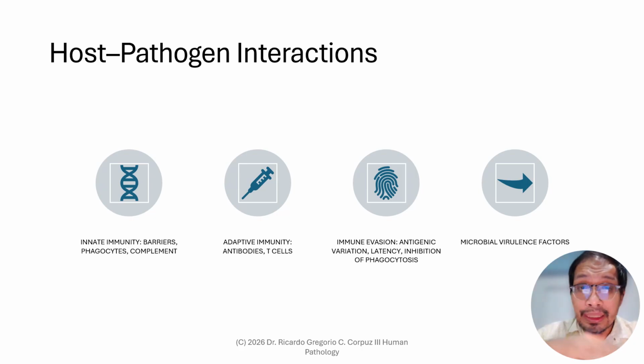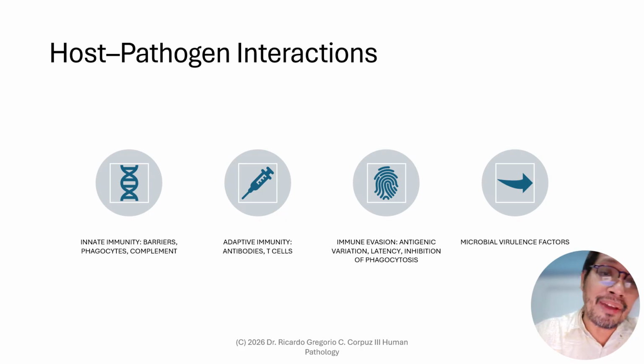So, this highlights the dynamic relationship between the invading microbes and the host immune system. Disease does not result from the pathogen alone. It emerges from the interaction between microbial strategies and host defenses. Innate immunity, the first line of defense. Before the adaptive immune system even activates, the body relies on innate mechanisms to block or neutralize pathogens.